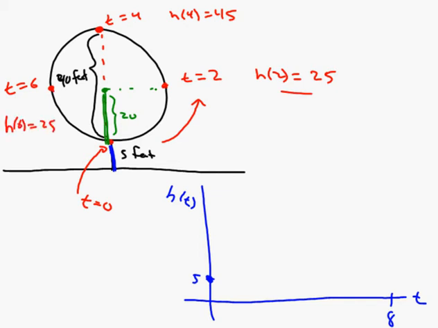So now we can get a pretty good sense of what this graph looks like. Here we go. We know we're going to reach a max height of 45. And that's going to happen at 4. We'll put a dot there. We know at 2, we're at a height of 25, halfway between the 5 and the 45. And then we also know at 6, we're at a height of 25. And then at 8, we're at a height of 5. Okay, so there you go. And the question now becomes, how do we connect these things?